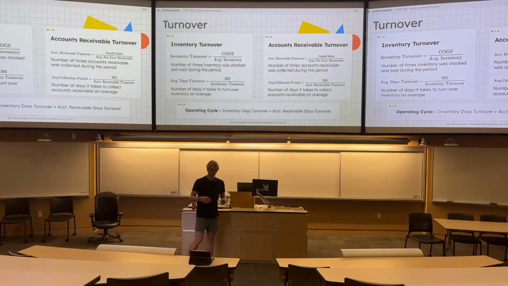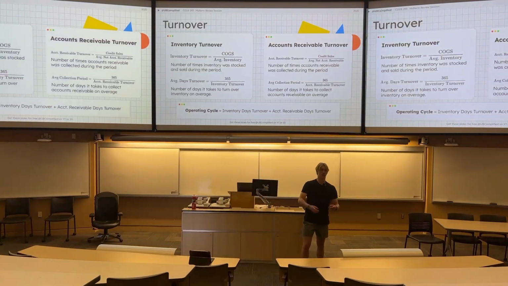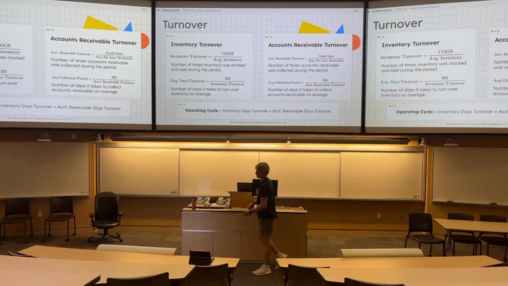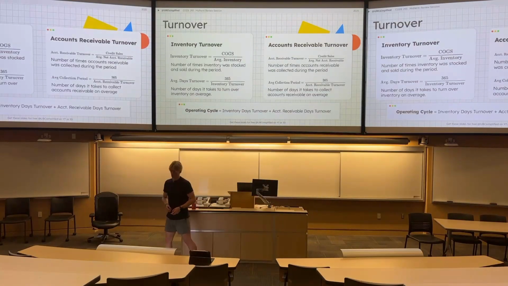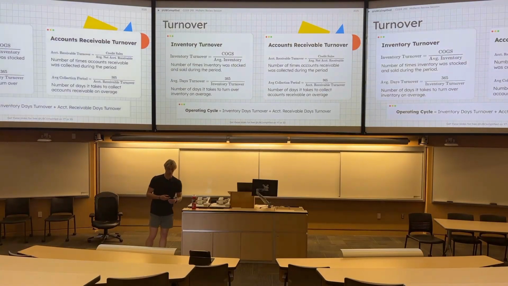But then for inventory, we want that to kind of be faster. So that way we're going through our inventory faster, which means we're selling more items and we have less on stock, which can be impacted by inflation. So yeah, a higher average collection period is worse, because that means it takes longer on average to collect our receivables from the people who owe us money.